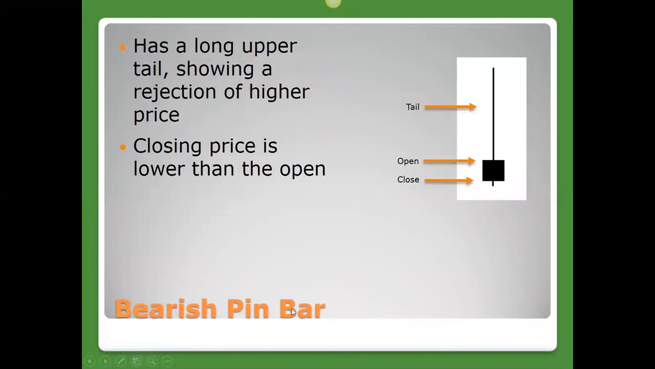In the case of a bearish pin bar, it's the opposite. You have a small body at the bottom of the candlestick and a long tail to the top. Like I said before, the tail will be about 2 to 3 times the size of the body itself. In a bearish pin bar, the close price is below the open price, and there's a long tail towards the top. This would suggest that the price would move down from this point on.